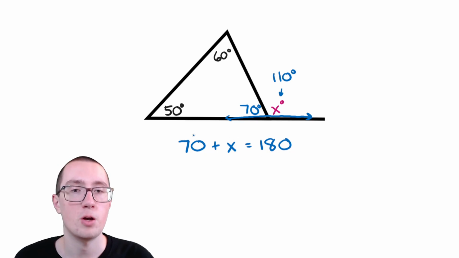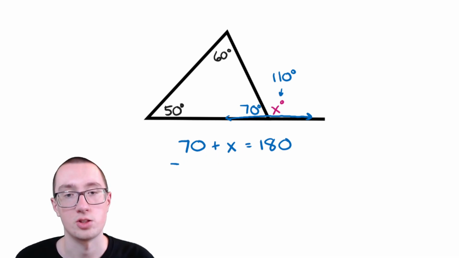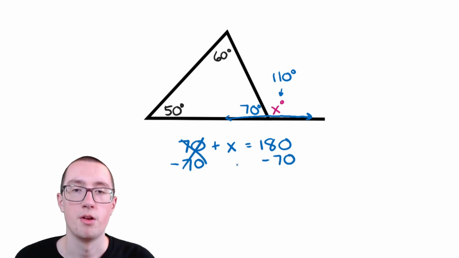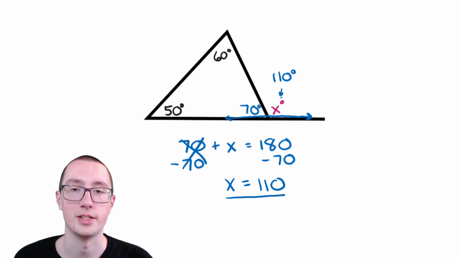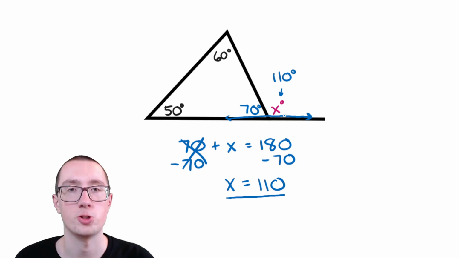So to get x by itself, I see that 70 is being added to it. So let's do the opposite of adding, which is subtracting, and subtract 70 from both sides of the equation. So these cancel out. On the left side, we just have x. And on the right side, we have 180 minus 70, which is 110. So those are two different ways to figure it out, but both of them give you the same answer. This exterior angle right here is 110 degrees.